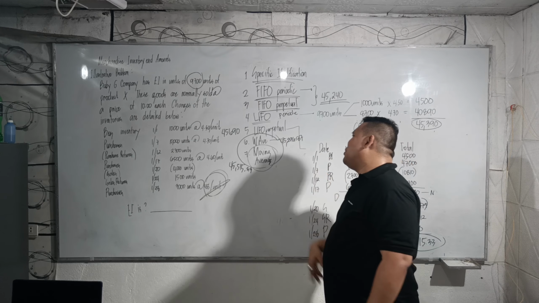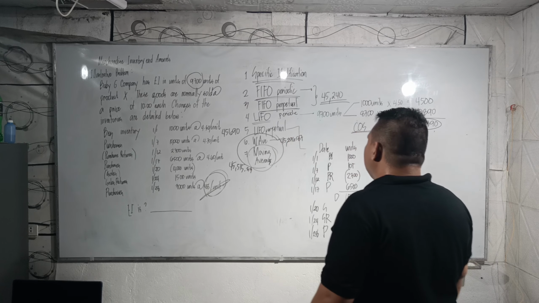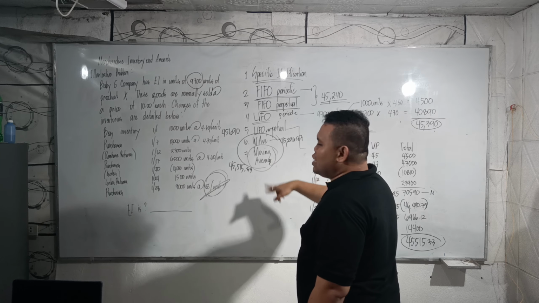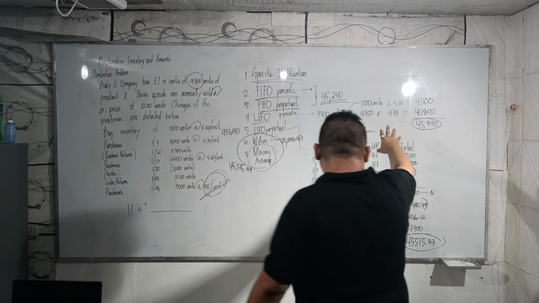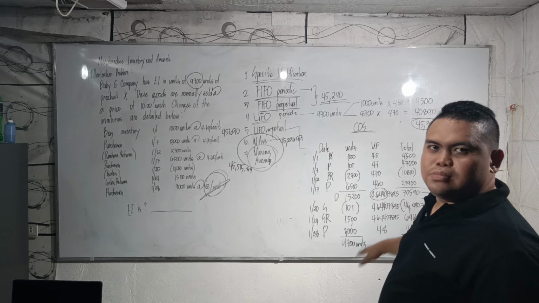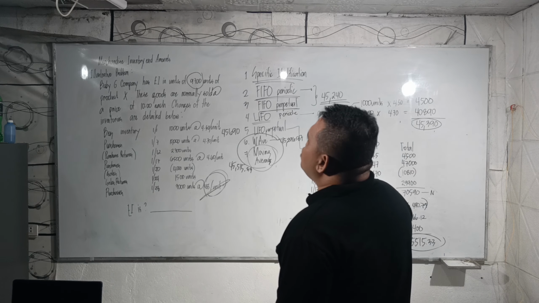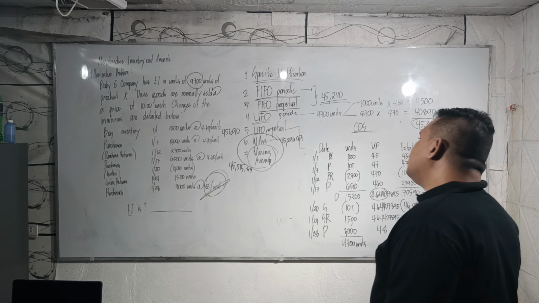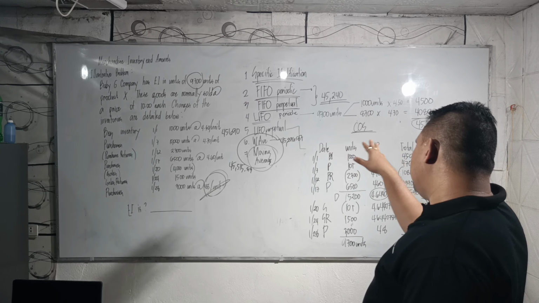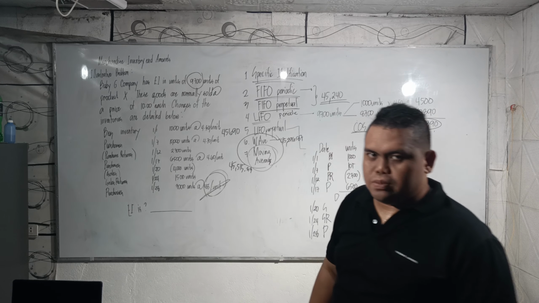In here, the weighted average is not the same with the moving average. This too has no shortcuts. On the moving average, you have to do this every transaction. Okay? So that's it. In computation for merchandise, inventory, and amounts, we have specific identification, FIFO periodic, FIFO perpetual, LIFO periodic, LIFO perpetual, weighted average, and moving average.